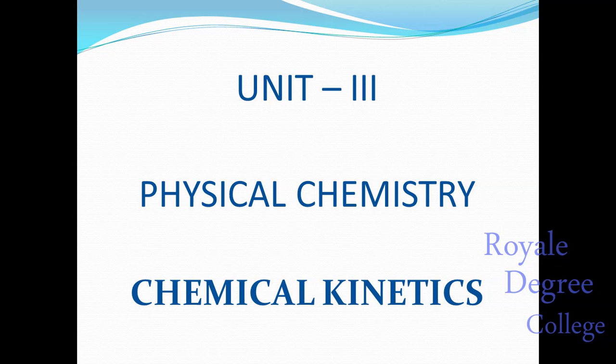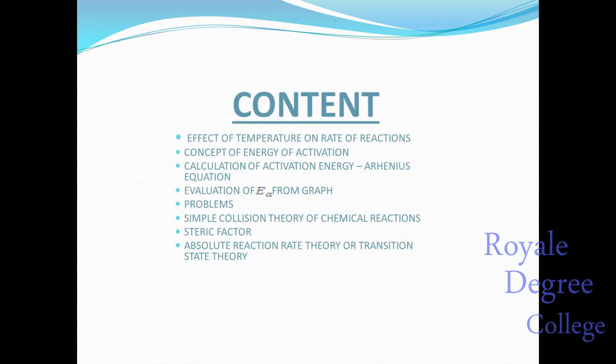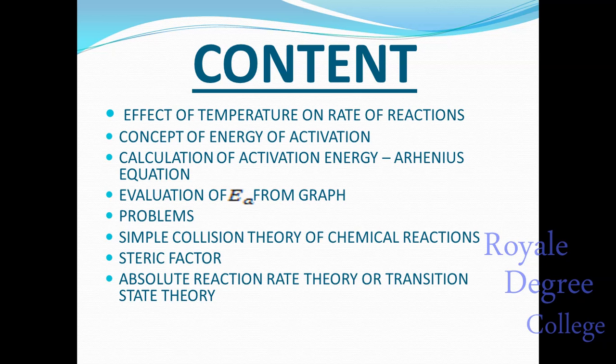As we are seeing about Unit 3, Physical Chemistry, in that Chemical Kinetics, today we'll study about effect of temperature on rate of reactions, concept of energy of activation, calculation of activation energy, Arrhenius equation, calculation of Ea from graph, problems, simple collision theory of chemical reactions, steric factor, and absolute reaction rate theory or transition state theory.